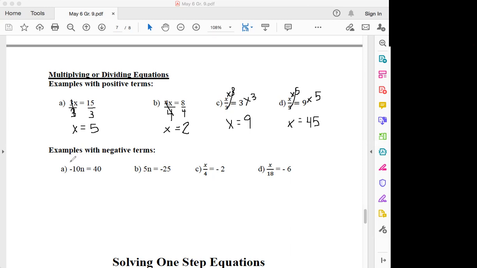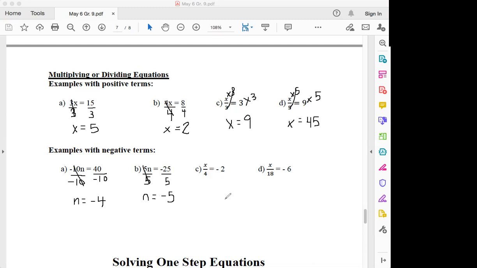The same thing here, because it's being multiplied by negative 10, if we divide both sides by negative 10, this guy gets canceled out. So we're left with n equals 40 divided by negative 10, which will be negative 4. Same thing here. 5n divided by 5, we're left with n. Whatever we do on one side, we have to do on the other. So negative 25 divided by 5 is negative 5. And you are allowed to use your calculator for this. It is better if you don't, but if you need to, it's fine.